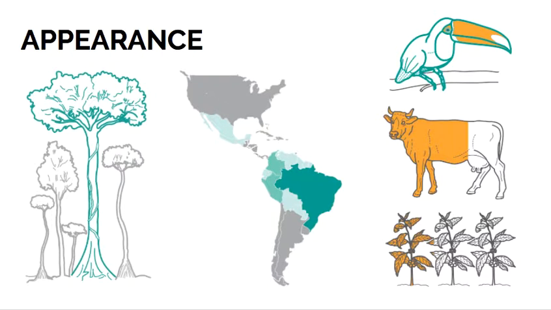Several of my displays exploit the visual potential of appearance because you can easily see that each of these shape combinations of lines, shapes, and colors create trees, maps, a toucan, a cow, and coffee plants.